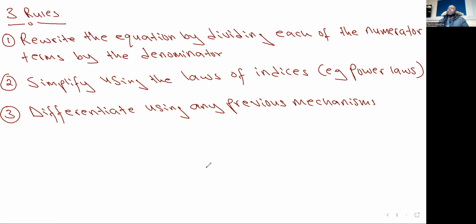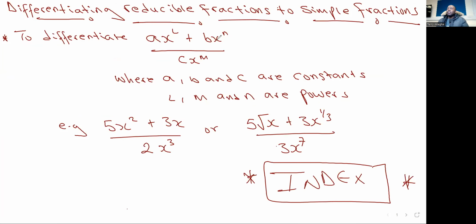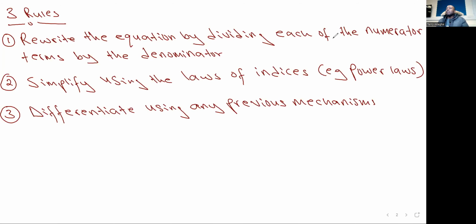Let us go back to the general form and try to apply the rules first before we pick a question. So we have y is equal to ax raised to the power L plus bx raised to the power n divided by cx raised to the power m, for instance, and we were told to find dy/dx. Remember the first step. What is the first step to do? You have to rewrite it by dividing each of the numerator terms by the denominator.